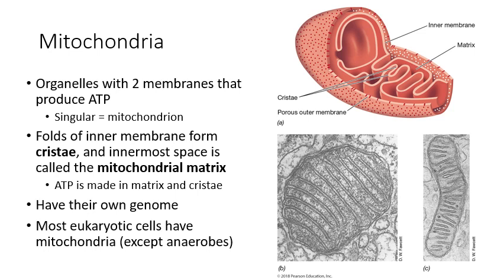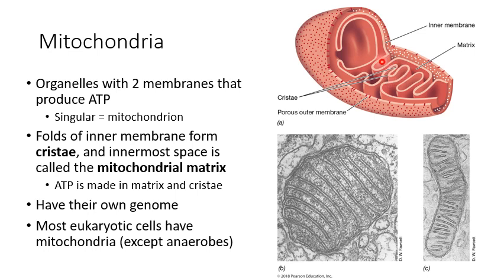Next, you have mitochondria. That's also an organelle that has 2 membranes. Its job is to make ATP. The singular version of mitochondria is mitochondrion. So you have this outer membrane that has a lot of pores in it. And then you also have the inner membrane that is folded up to form cristae. So these little folds are the cristae.